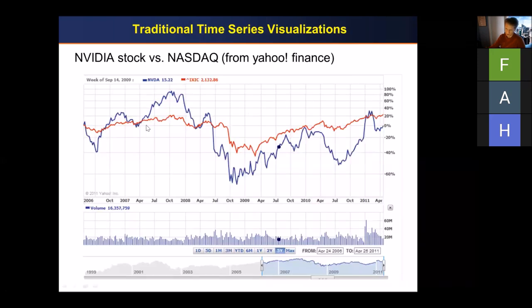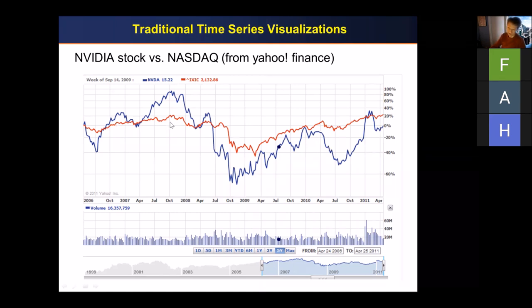So here are two time series, NVIDIA stock versus the NASDAQ. NVIDIA is a GPU company. This is a pretty old one. You can sort of see the NVIDIA, the NASDAQ is the red one, and the NVIDIA is the blue one. So NASDAQ is a composite of many stocks, right? So you expect it to be a little bit flattened, right?